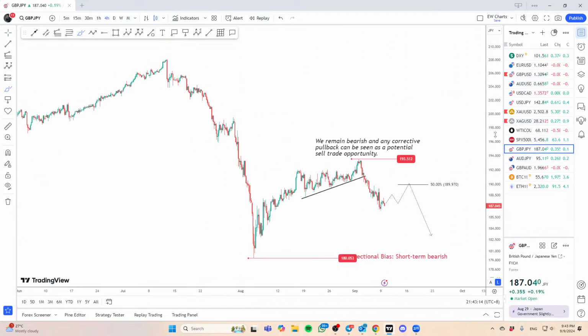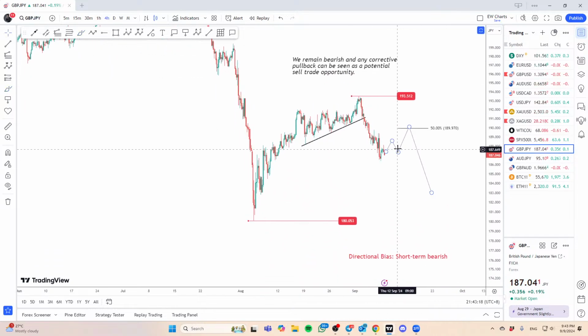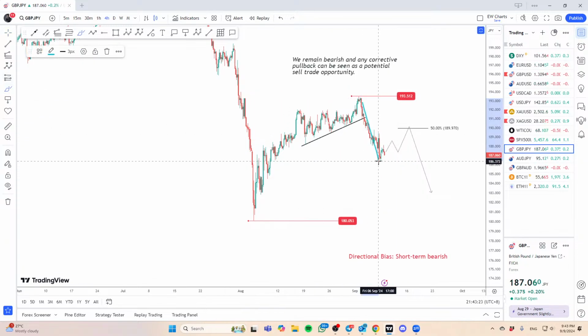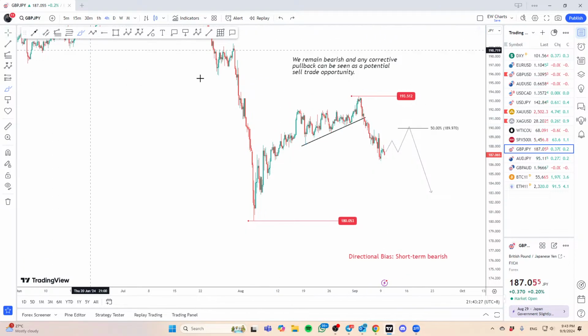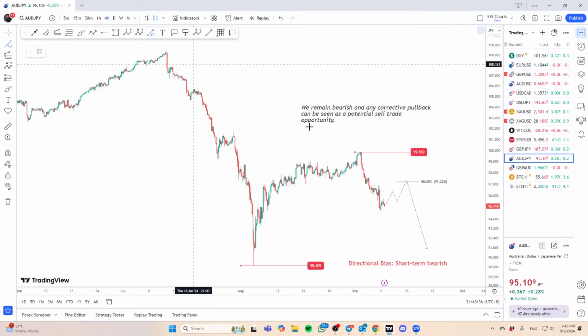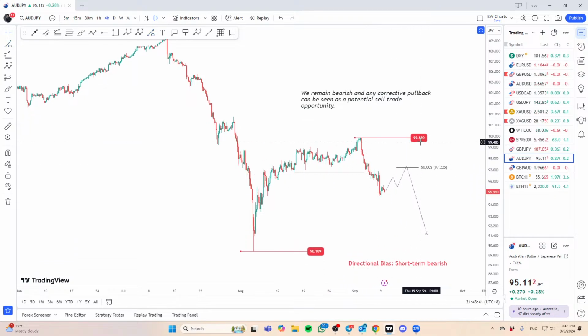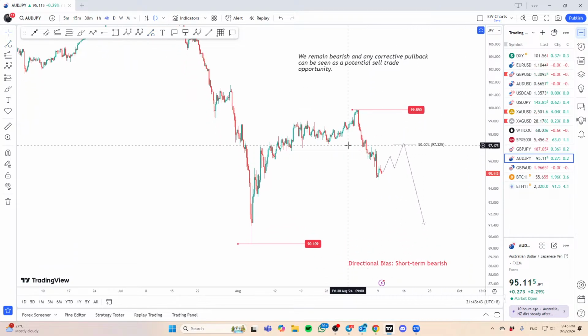The pound yen and Aussie yen, if you can get a pretty decent pullback correctively, that might be a sell opportunity, right? So you can see this breaks through. If you can get a pullback correctively, then that would be an opportunity to sell. You can see here, we managed to take out that. Same thing in Aussie yen, we managed to take out all these areas. So any sort of a corrective pullback would definitely give us the opportunity to look for a sell.